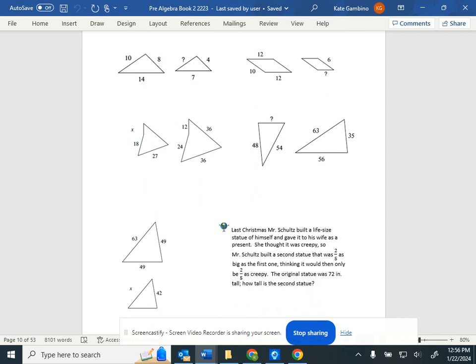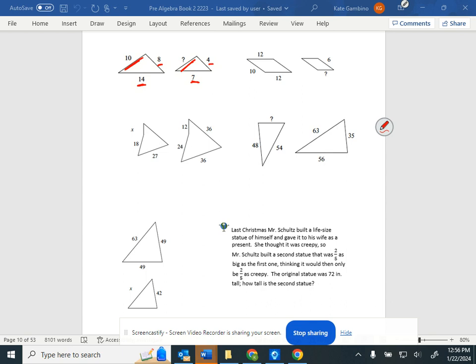Doesn't matter which sides we use. It does a little bit. What side do we have to use? The question mark. You have to use the question mark. Then, as long as they are corresponding sides, you could do 14 and 7, or you could do 8 and 4, but they have to be corresponding sides.